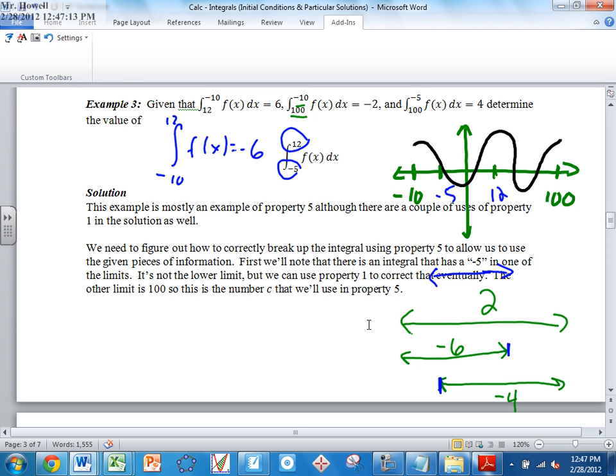Here I want the area really from negative 10 to 100. So from negative 10 to 100, its area is really positive 2. That's that one there, negative 10 to 100. From negative 5 to 100, if I flip this one also, negative 5 to 100, its area is negative 4. That's the area of 5. Okay, so I'm just flipping all those signs because the limits were all in reverse order.